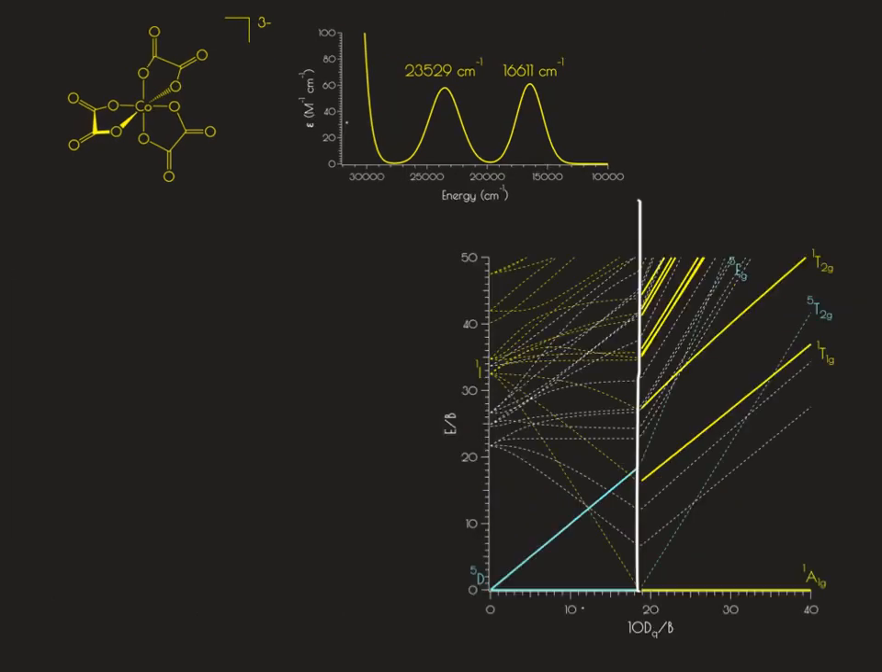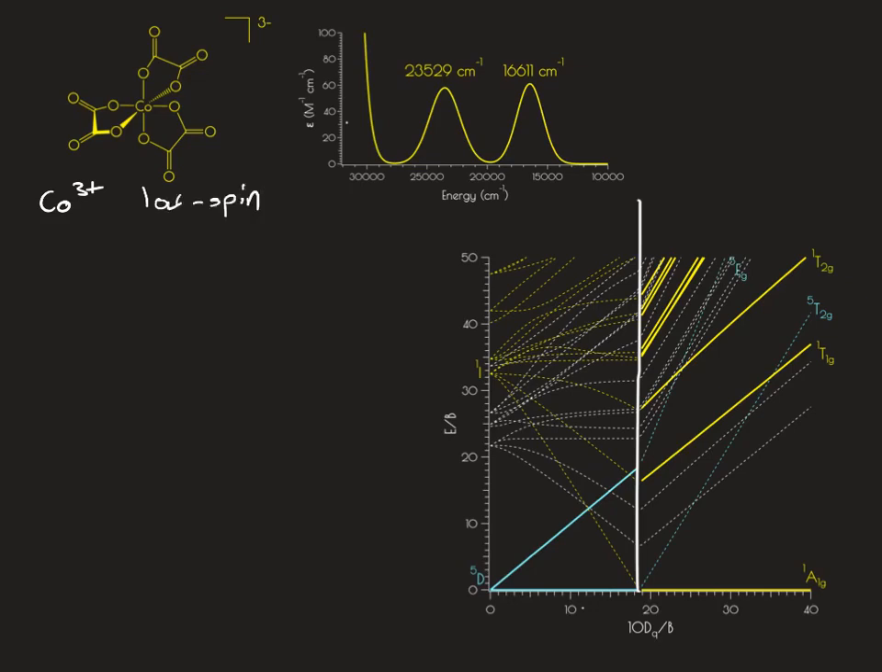I've gone through and expanded the d6 Tanabe-Sugano diagram so that we can focus in on the low energy transitions. So going through, the first thing we have to decide is which side of the Tanabe-Sugano diagram we want to start working with, the high spin side or the low spin side. So we know that this is a cobalt 3+ species, and we know that cobalt 3+ is typically low spin.